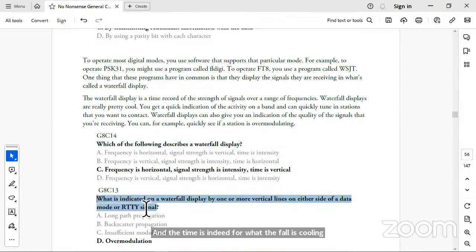Last question, which is indicated on a waterfall display by one or more vertical lines on either side of a data mode or RTTY signal? So we said when you see those strong vertical lines, it means that you are over-modulated or over-modulating.